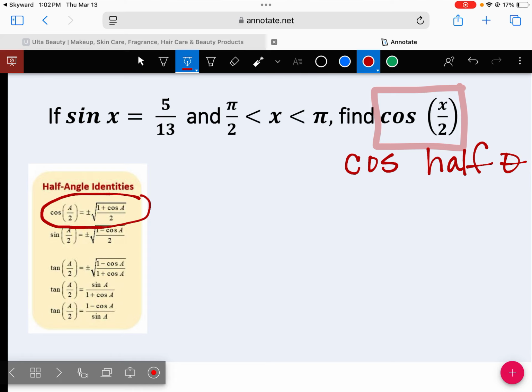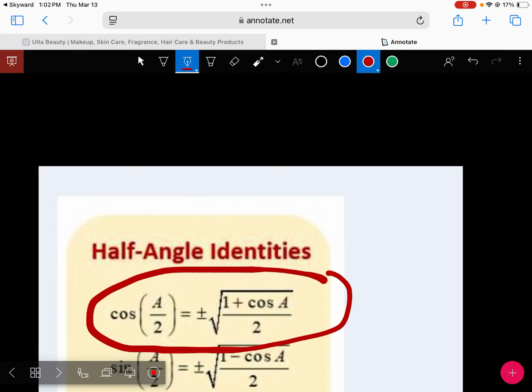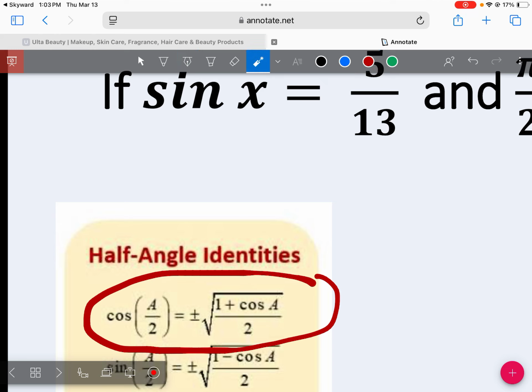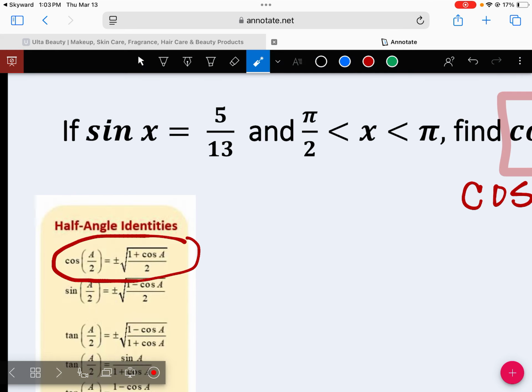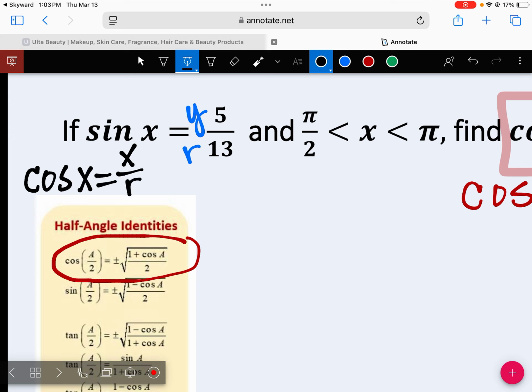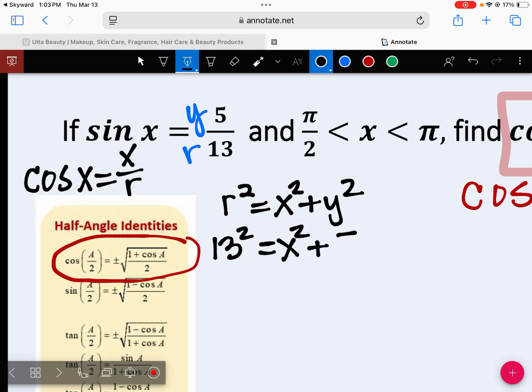When I look at the identity, I'm going to zoom in real close. They told me sine, but in order to do this identity, I need cosine. So I can't do it based off what they provided. We need to find cosine. If we remember that sine is y over r, cosine of x would be x over r, we can use r squared equals x squared plus y squared. So I know that my r is 13, I don't know x, and y is 5.